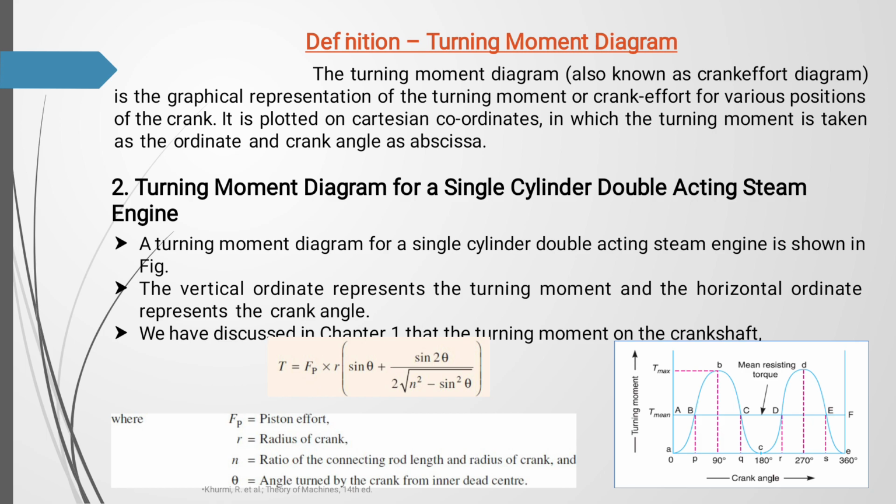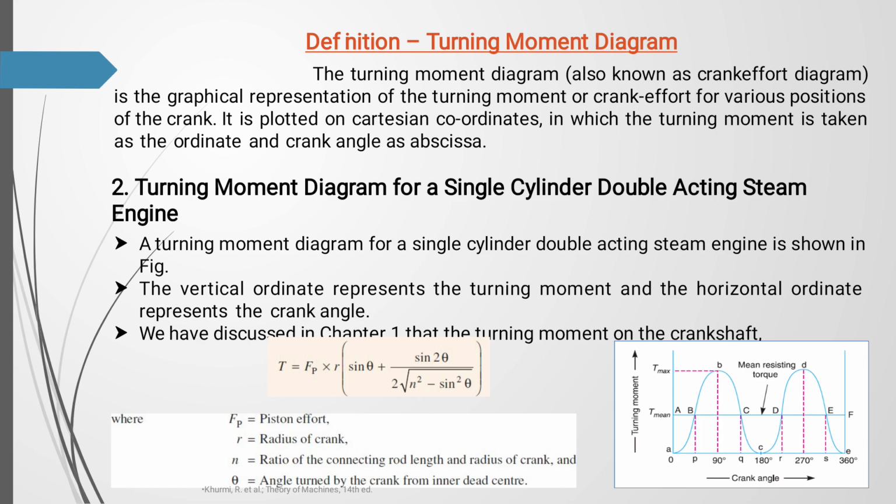The turning moment diagram is a graphical representation of the turning moment or crank effort for various positions of the crank. The crank runs inside the engine cylinder at different angle positions. So we take the turning moment of the crank and the turning angle of the crank as input parameters. Between these two parameters, we construct one graphical curve. That graphical curve is called the turning moment diagram. We will see them one by one, with practical explanation.